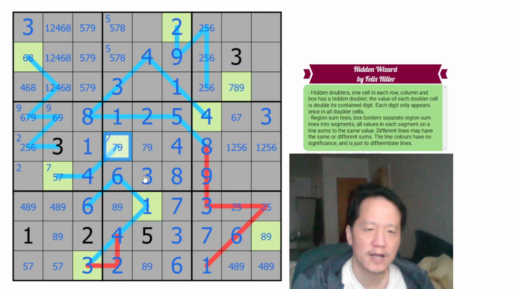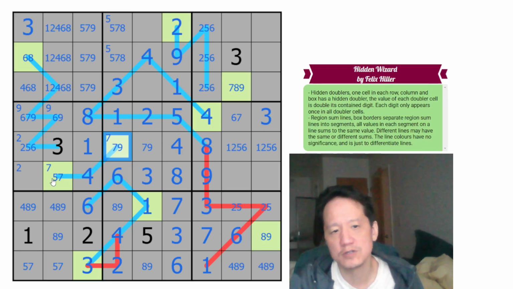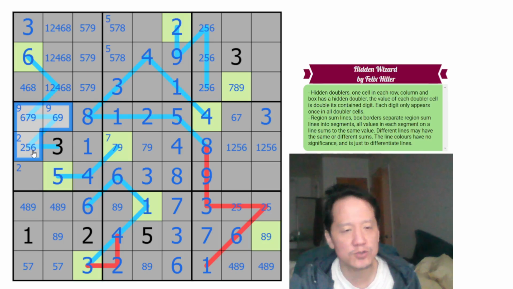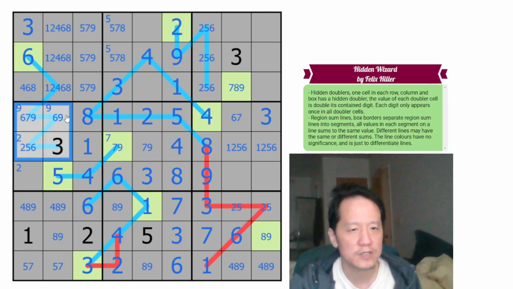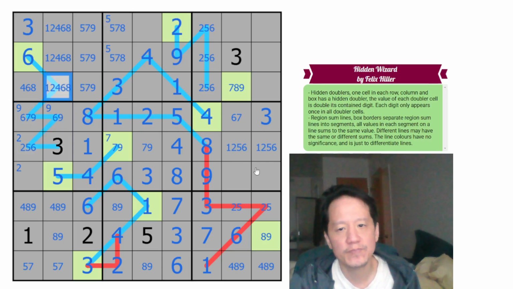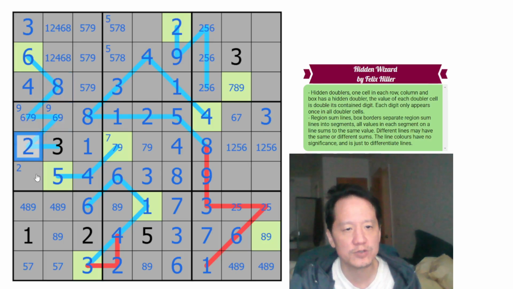So 7, 8, and 9 cannot appear in the rest of the doubler cells, which means this must be a 5. Then this has to be a 6. Well, this adds up to, at minimum, 20. So therefore, it must add up to 20, because this only adds up to 20 at its maximum. So therefore, if you tried the max for 8 here, this would have to be the minimum. So this would be 2. This cannot be 2. This would have to be 6 and 9.